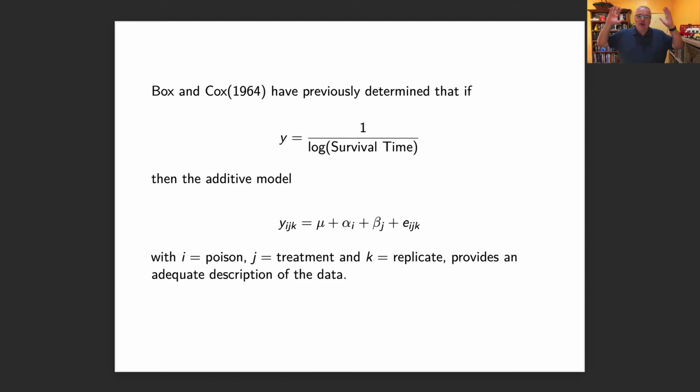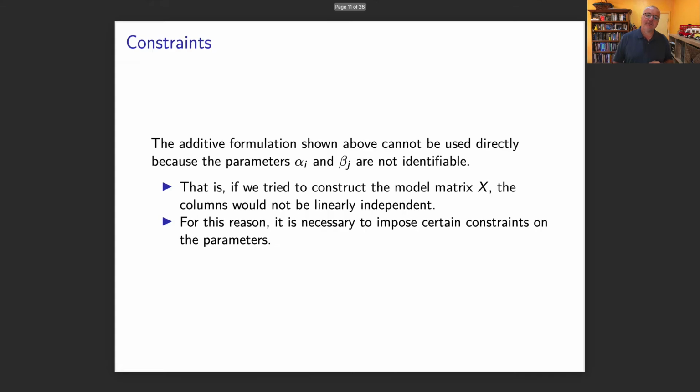Basically, you have too many parameters for the data you're observing. And what this means is if you look at your matrix and you try to solve it, you don't have full rank. It's not got unique solutions. There will be an infinite number of solutions. So what that means is when I look at my model matrix X, the columns would not be linearly independent. So we somehow have to get rid of a column or a couple of columns, and so we have to impose certain constraints.